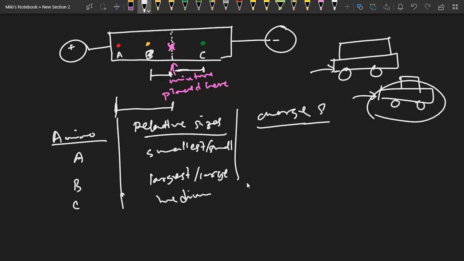Now, in which direction did they move? A and B move towards which terminal? Towards the positive terminal. That means A and B have what charge? What charge is attracted by positive charge? The opposite charge. That means negative charges will be attracted by the positive terminal. So A and B have negative charge. C moved towards which one? The negative terminal. That means C has which charge? Positive. Makes sense? So I hope this was easy for you.